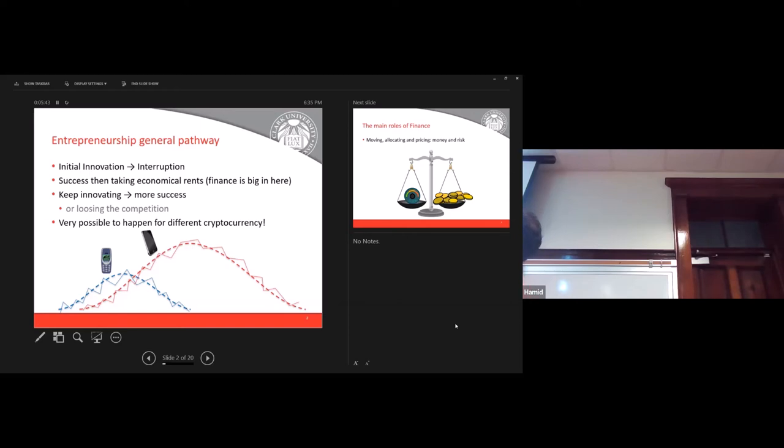But again, if you're somebody who wants to do long-term investment, just keep in mind that the curve is not a straight line. Sometimes it goes up and down. In the long term it might go up, but in the short term it goes up and down a lot. So it might have a lot of fluctuations.